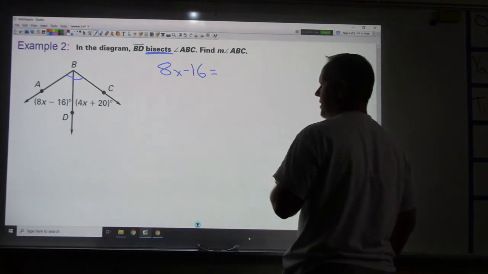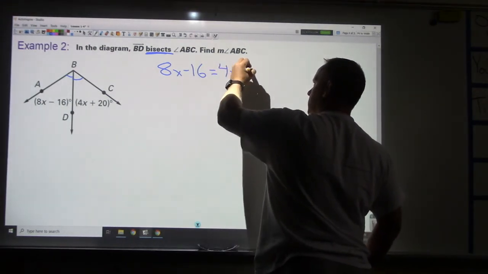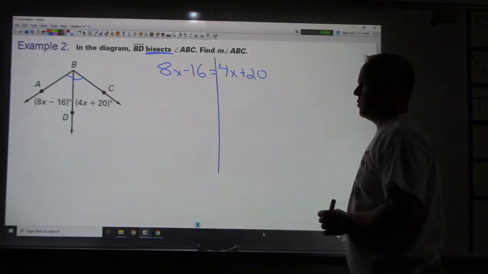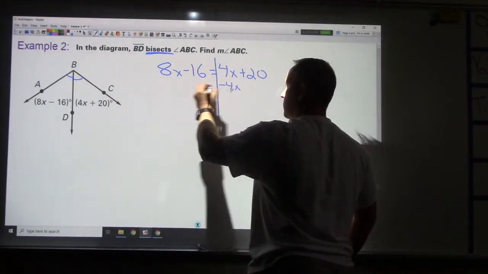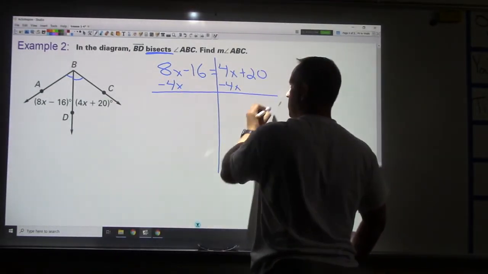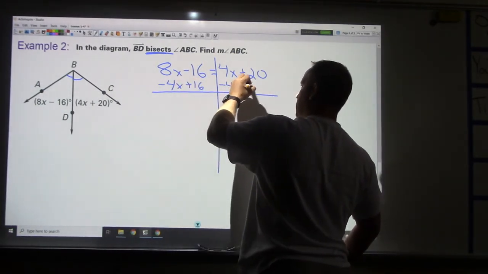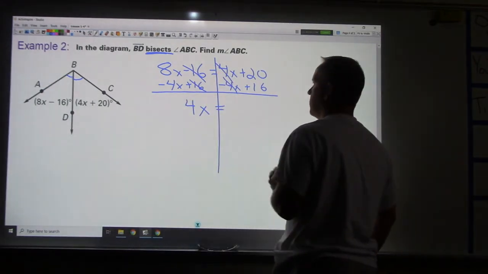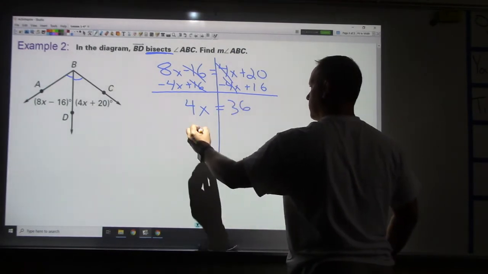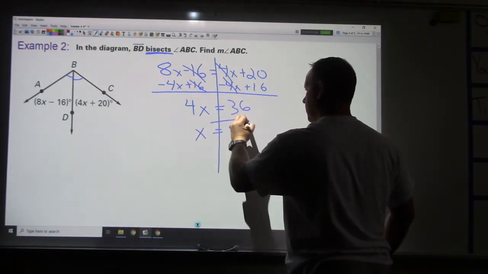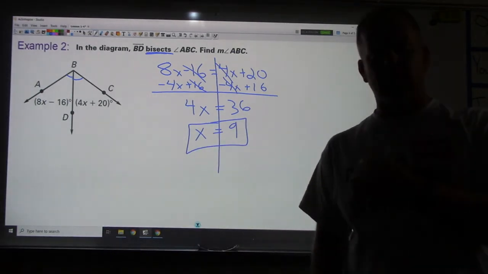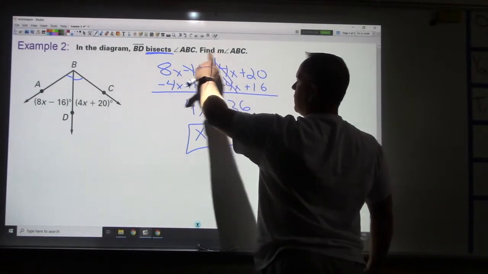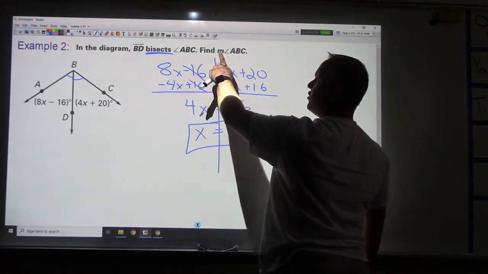So 8x minus 16 equals 4x plus 20. Do your algebra. I got x equals 9. Hopefully you got the same. Now, did it ask for x? No, it asked for, see this little m here? There's no m here. This is angle ABC. This means find the measure of angle ABC.